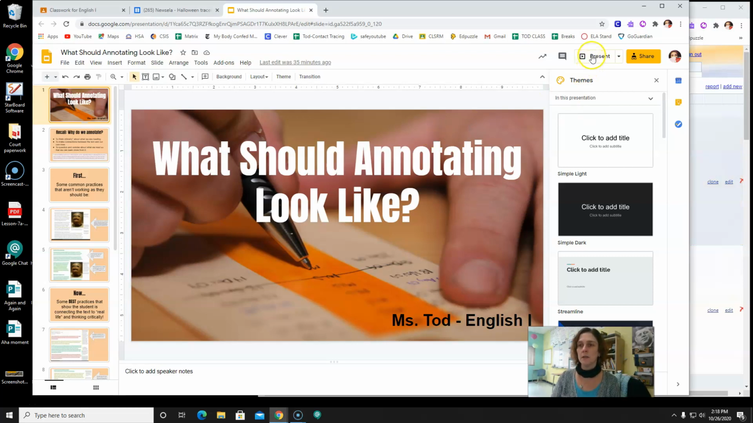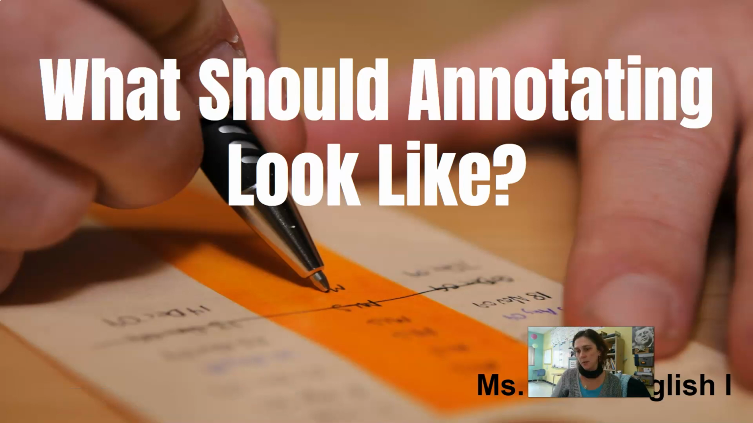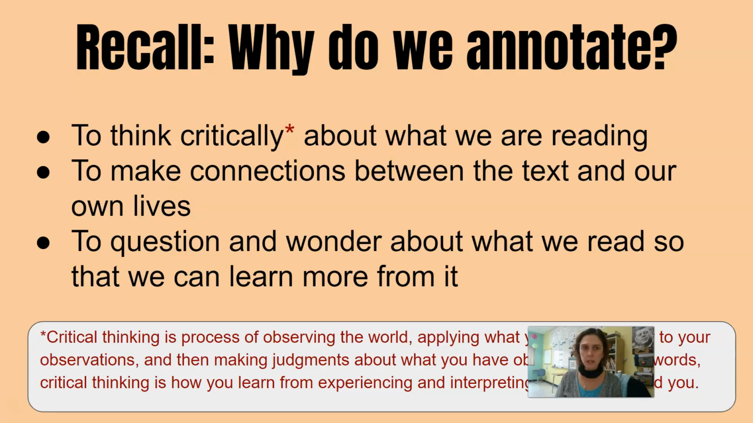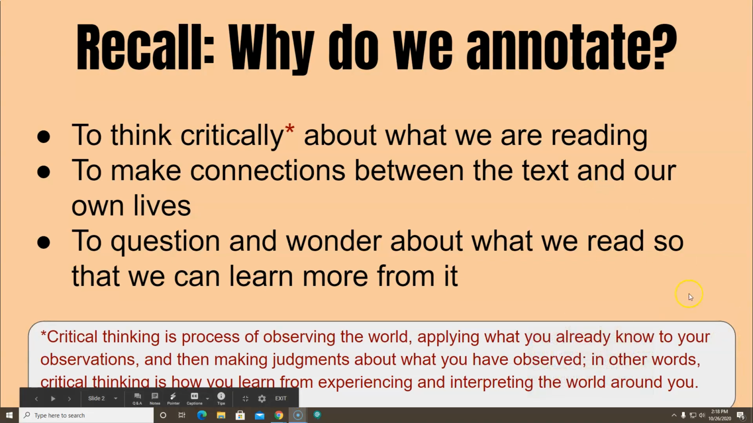Before you do this week's article of the week, I would like to talk about what annotating should look like. We have been doing this for several weeks now, and a lot of you are doing a really awesome job. But some of you, I think, still haven't quite caught on to what it is I'm asking you to do. So let's take a look, first of all, at why we annotate. Why do we do this in the first place?